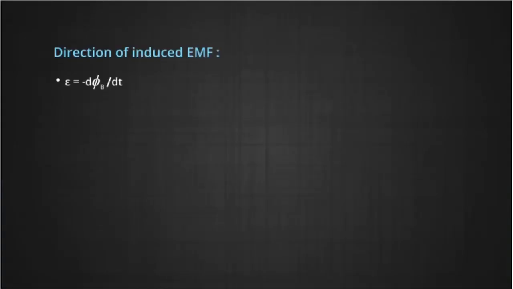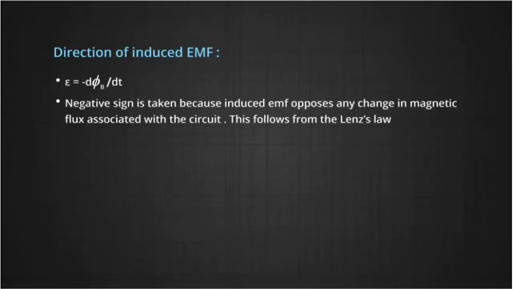Direction of the induced EMF. E is equal to minus d phi B by dt. The negative sign is taken because induced EMF opposes any change in the magnetic flux associated with the circuit. This follows from the Lenz's law, which we will be discussing in module 2.